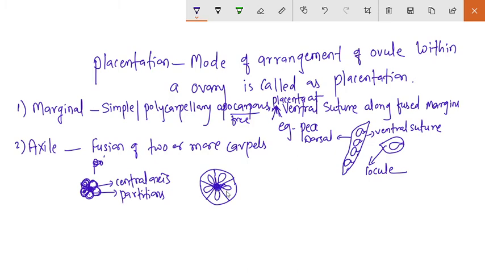So these ovules are developed at the center, on the central axis. Okay, so it is known as the axial placentation. The example is the hibiscus or lady's finger. Okay. Then the next type of placentation, that is the parietal.